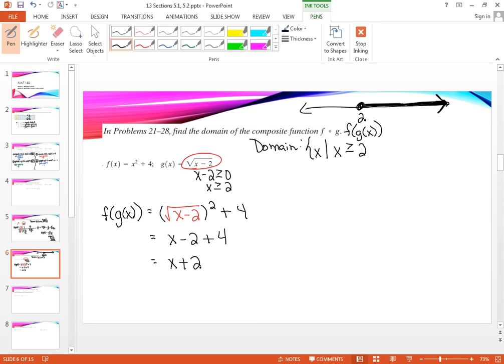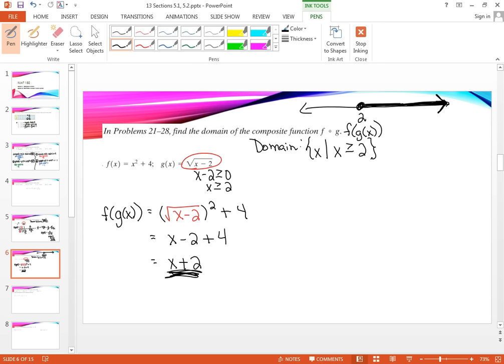Now, any restrictions on that? Anything we have to worry about? Division by 0? No radical in that. Okay, so that means actually I was good to go with that domain. So it did work just fine. Nothing else that needs to be thrown out. The original restriction was enough.